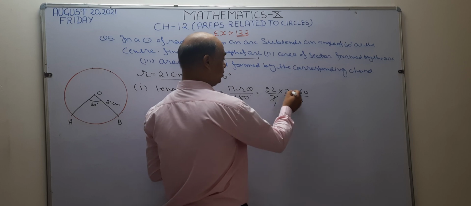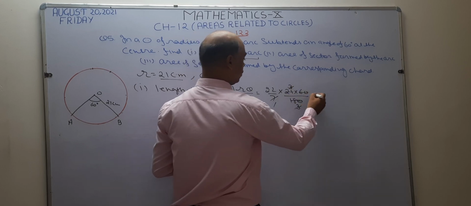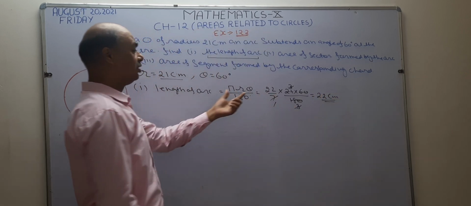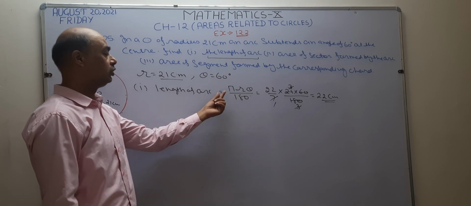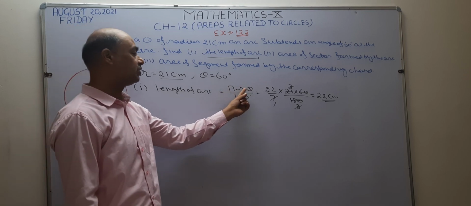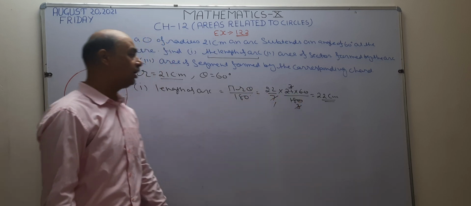Okay, 7 1s are 7, 7 3s are 21. This is going to cancel with 3. 3 is going to cancel with 3. The answer becomes 22 centimeter. So the length of the arc is 22 centimeter. The simple formula we will use is pi r theta upon 180. After that, substitute the value of radius and theta and calculate it. Your answer will be 22 centimeter.